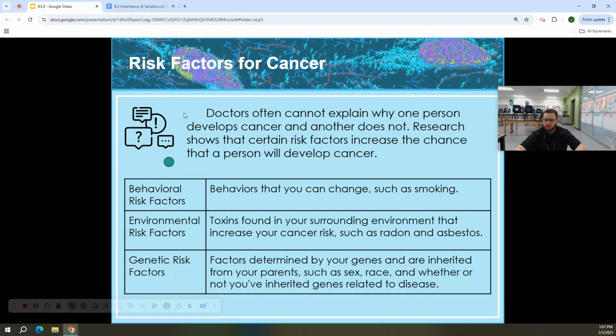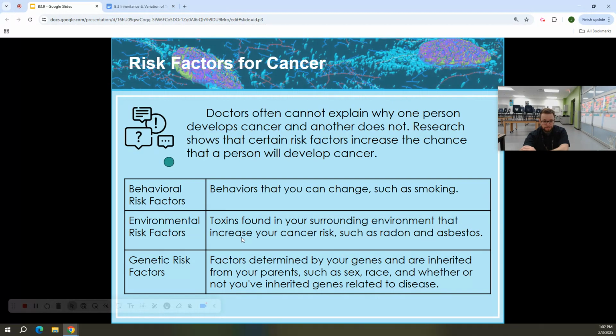Same thing, if you don't do any of these risk factors, that doesn't necessarily mean that you'll never get cancer. Okay, cool. So we have three main types of risk factors that we discuss. We have behavioral risk factors, which are associated with behaviors that we do that we know increases cancer risk, such as smoking. Okay, that's a choice that we make. That's a behavior that we do that increases my cancer risk.